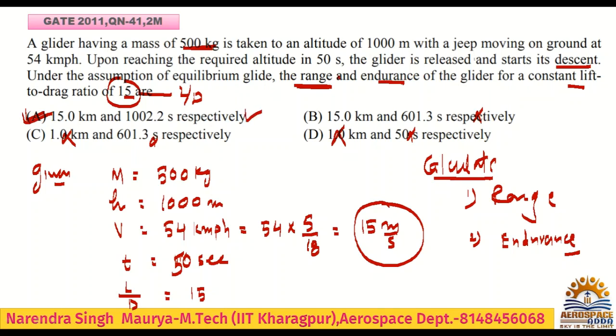Here, don't get confused about the Jeep. This Jeep is basically used to take that glider to an altitude of 1000 meter. If the Jeep is moving with a speed of 54 kilometer per hour or 15 meter per second, the glider will also move with the same speed. Then it will be released from 1000 meter altitude.